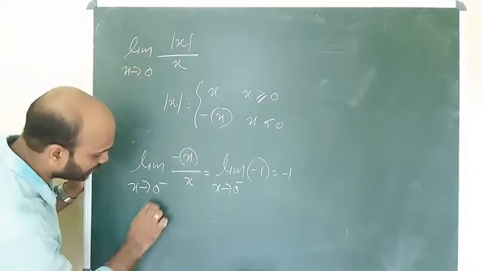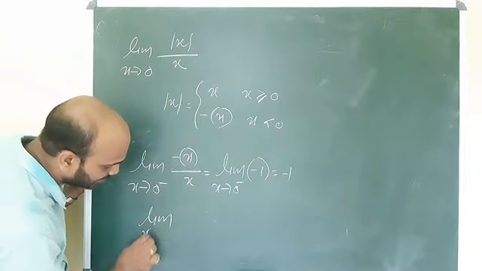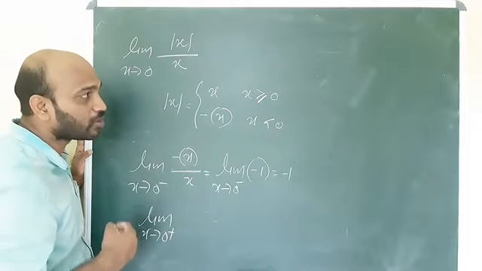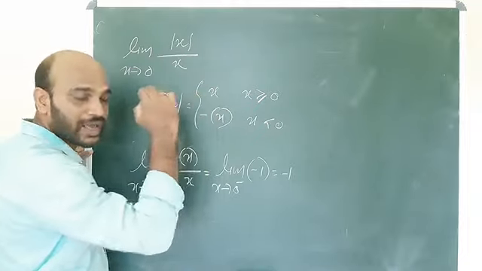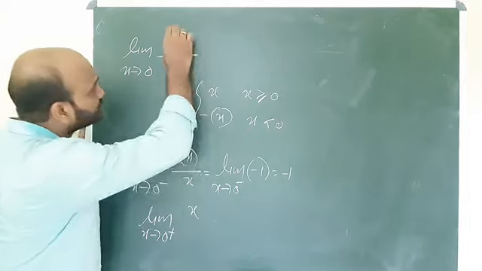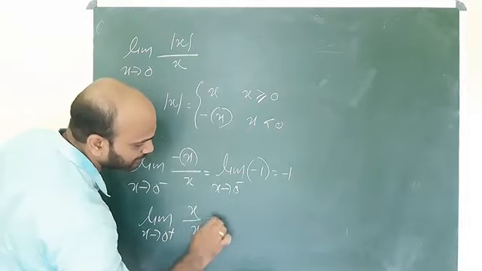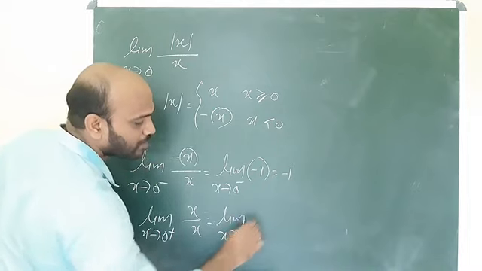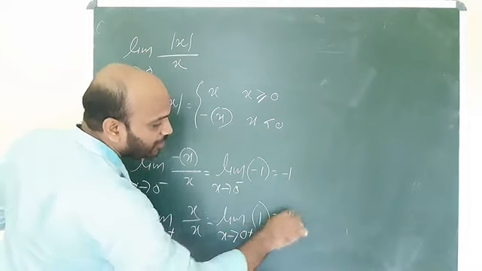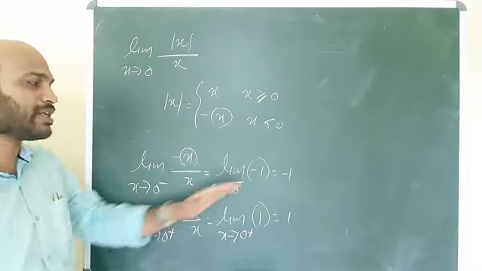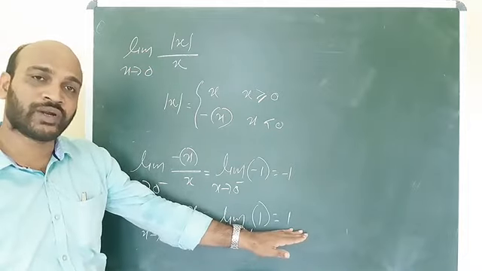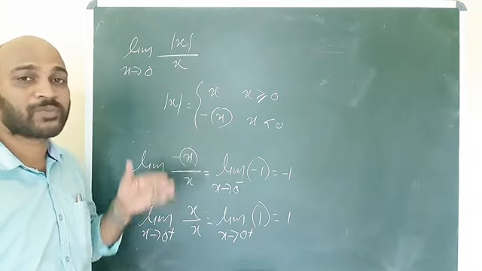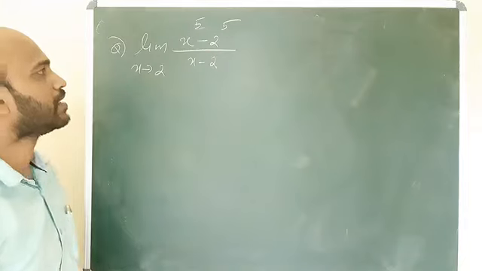Now what about the right hand limit? Limit x tends to 0 plus. 0 plus means x is more than 0. So mod x equal to x. So the function changes to x by x. That is limit x tends to 0 plus of 1, and the value is equal to 1. So LHL equal to minus 1 and RHL equal to plus 1. That means the limit does not exist. Okay. These types of questions are important.